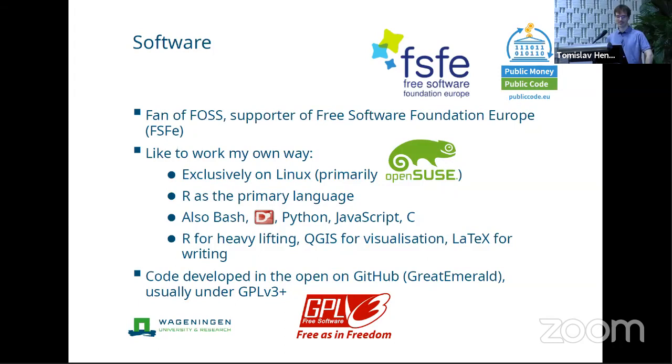Of course, it's always a trade-off. If you want to do something that is really reproducible, you should use R so that you don't need to do this over and over again. But if you want to do something really specific and really well thought out and very well shown, then QGIS is still really nice for that. And then all of this ties in very well with LaTeX for writing and Overleaf for collaborating with other people. And the code that I develop is all open source, and it is accessible on GitHub. My username on GitHub is Great Emerald. And usually I license my software under GPL version 3 or newer.